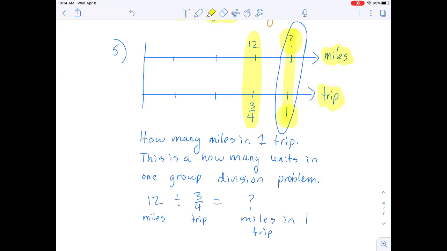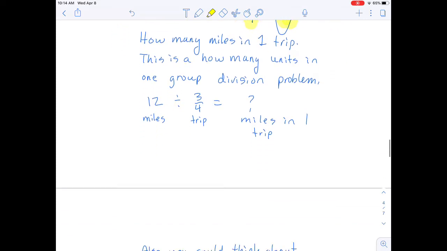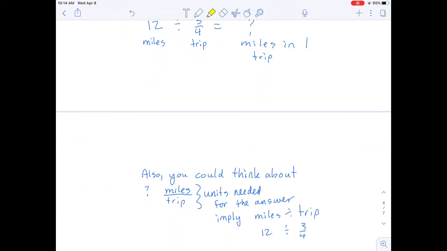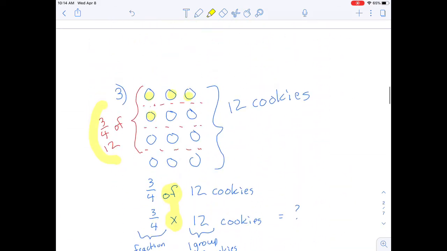If that confuses you, you might do a unit analysis. You're trying to figure out how many miles per trip. Well, I can turn a fraction situation into division. Miles over trip is miles divided by trips. Just fill in my numbers, and there's my problem, and I'll end up with miles per trip as the units for my answer. All right, on to the next one.